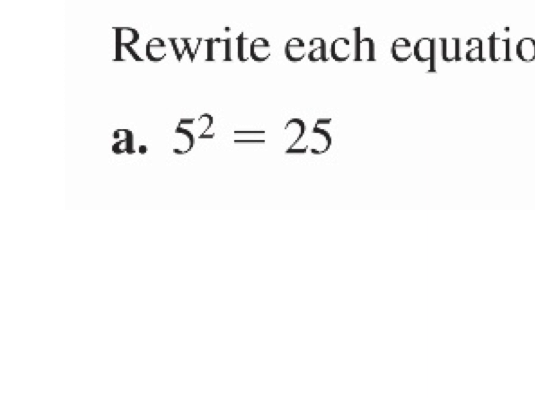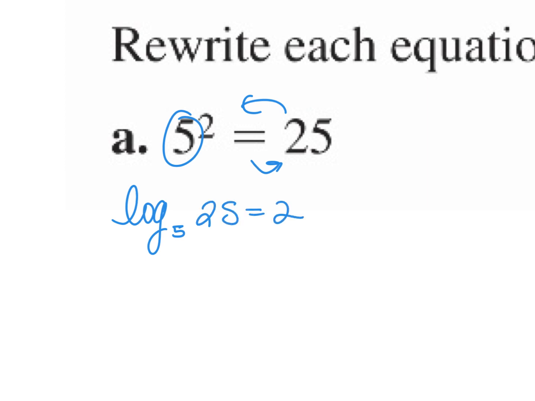My big base is going to become what? The little number, right? If I'm going to go to logarithmic, I'm going to first write the word log. And then this big number 5 is going to become what? Little. I'm going to write it right here. And then what happens with these two numbers? They switch spots. Log base 5 of 25 equals 2.